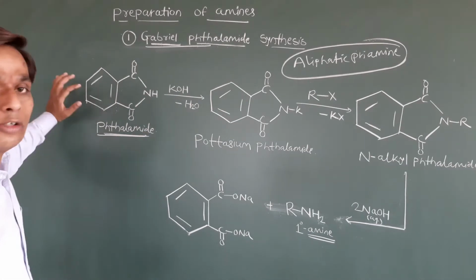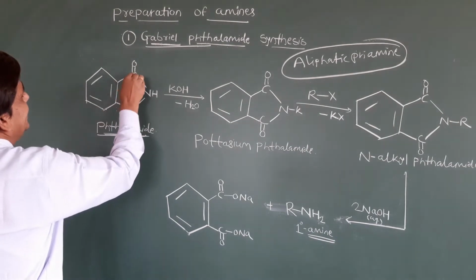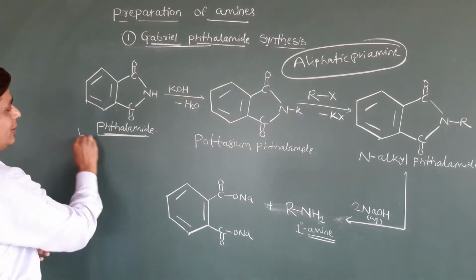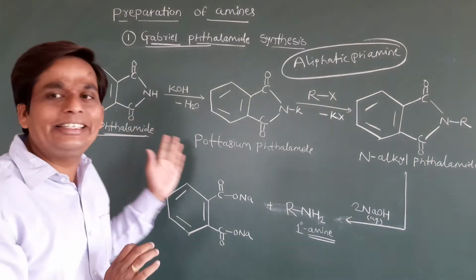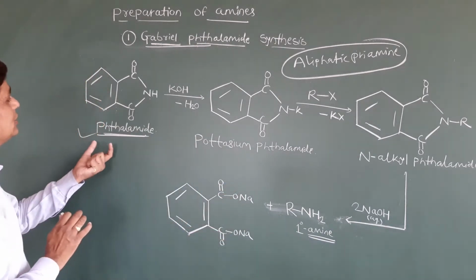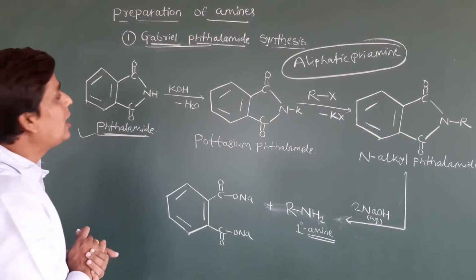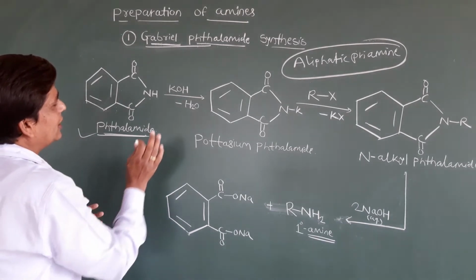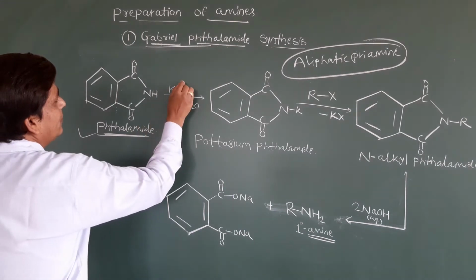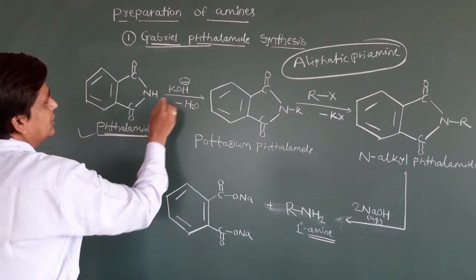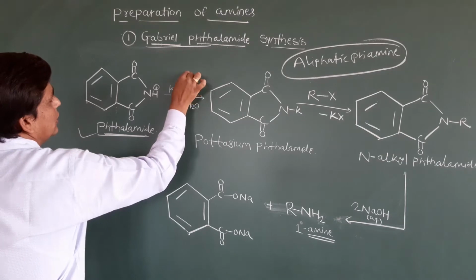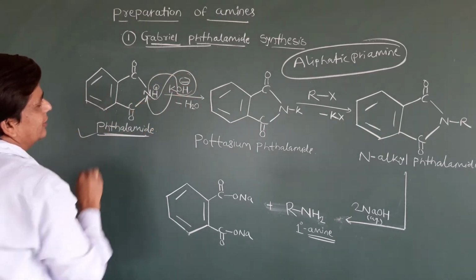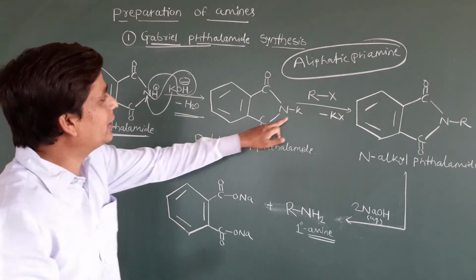Okay, so this is the structure of phthalimide: benzene ring, C double bond O, NH, again C double bond O. This is phthalimide. Okay, so see students how this series of reactions takes place. First this phthalimide reacts with KOH, potassium hydroxide. So what happened here? Easily this is a nucleophilic substitution reaction. This OH minus and this H plus, so easily H2O will be removed like this and this K will attach here, minus H2O.